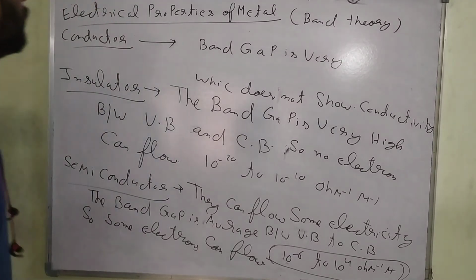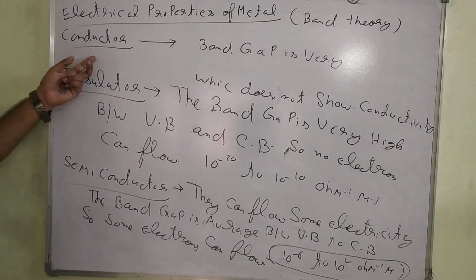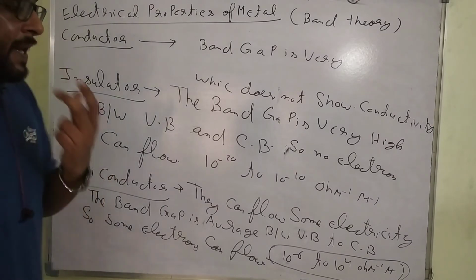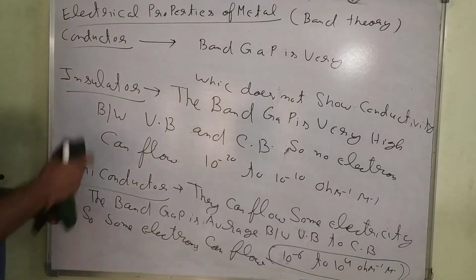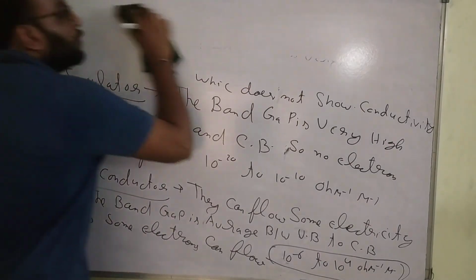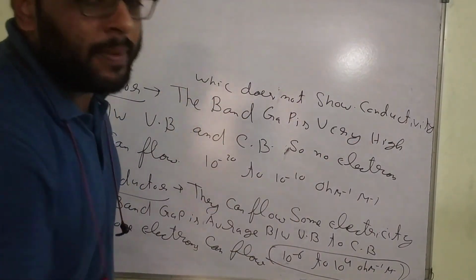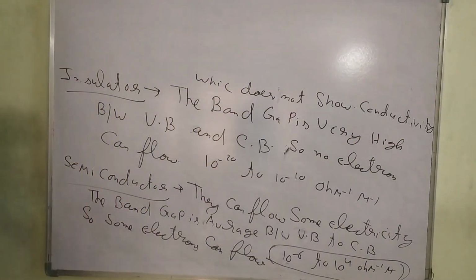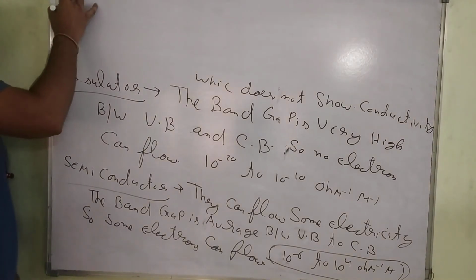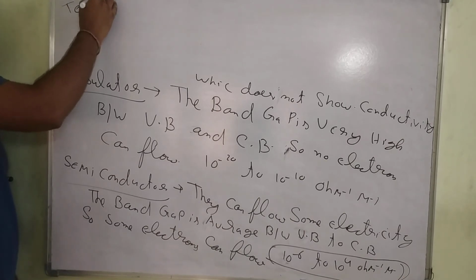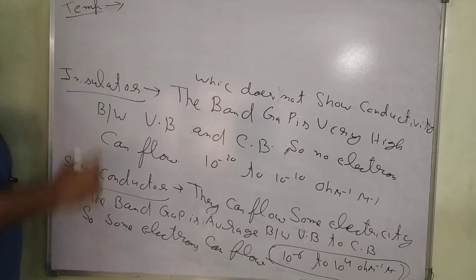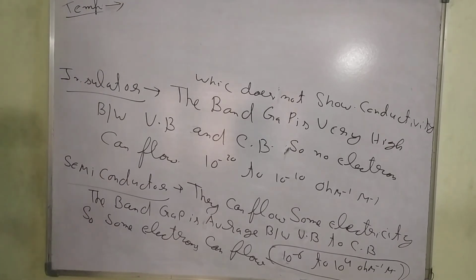Now some students want to ask: conductors are already good conductors of electricity, and insulators cannot allow any flow of current. But for semiconductors, suppose I want to improve their conductivity. What should I do? One thing is temperature. What happens regarding temperature?